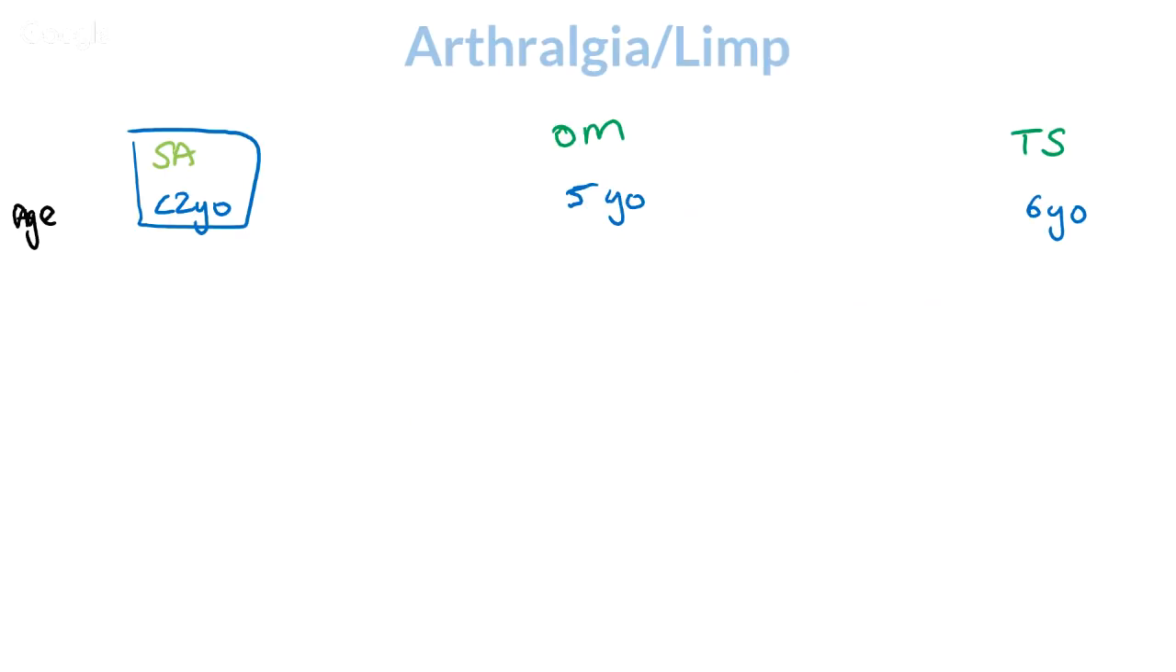All right. How about fevers? Are fevers present? And if so, how bad are they? Yep, high. Osteomyelitis? Low grade? Yep, low grade. And transient synovitis? None. Okay. How do they present?